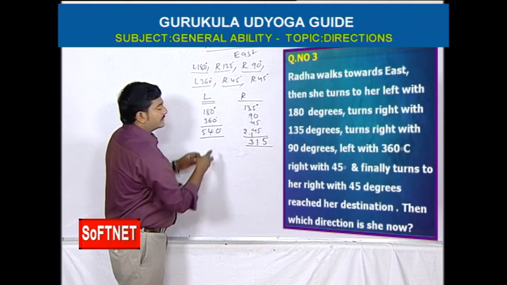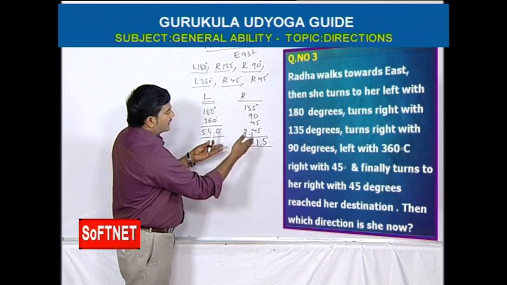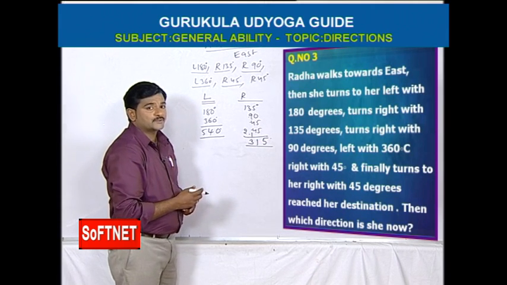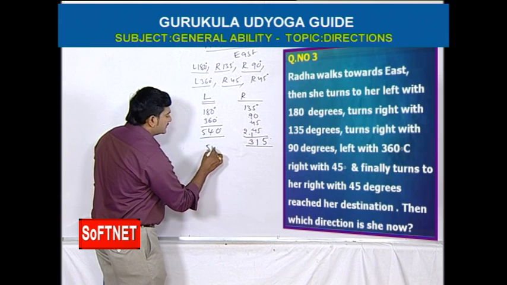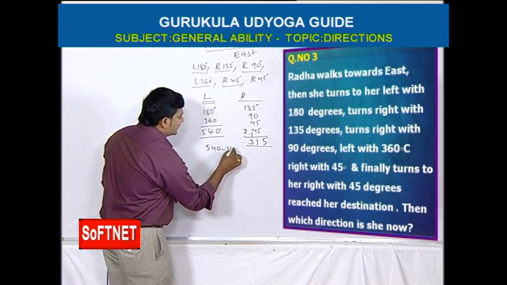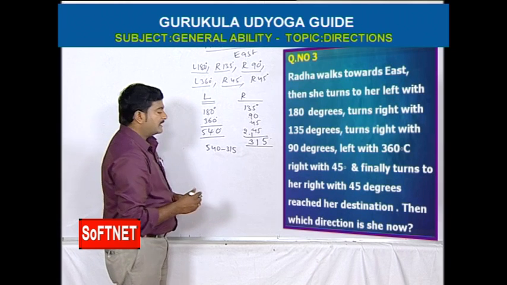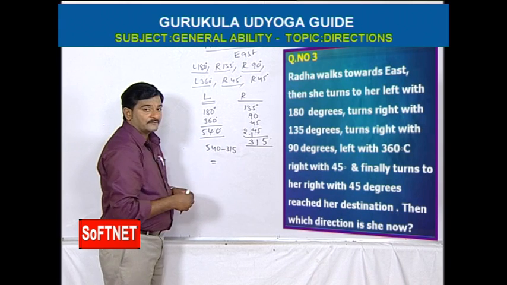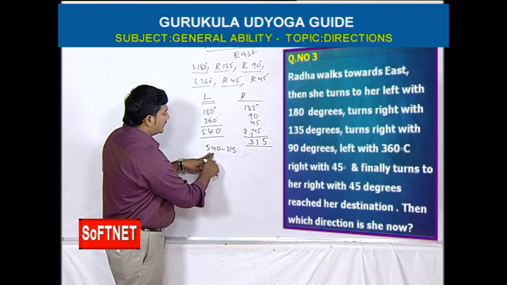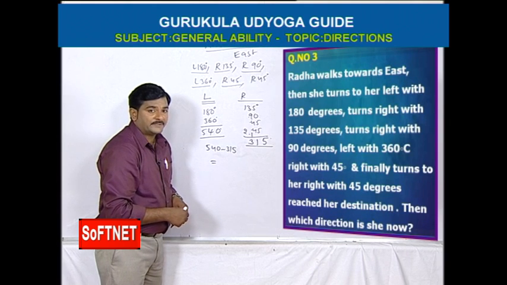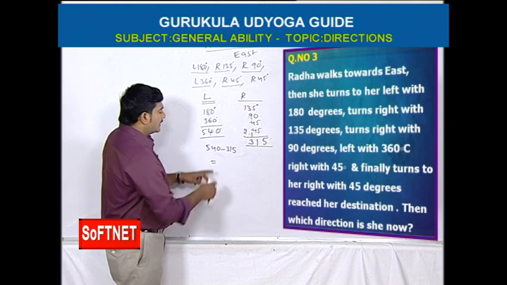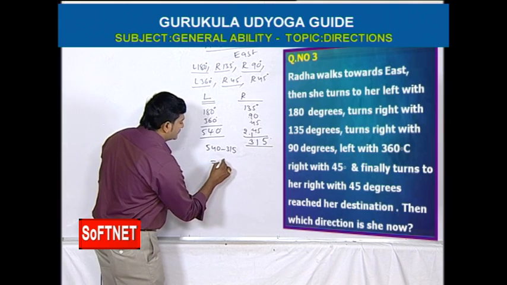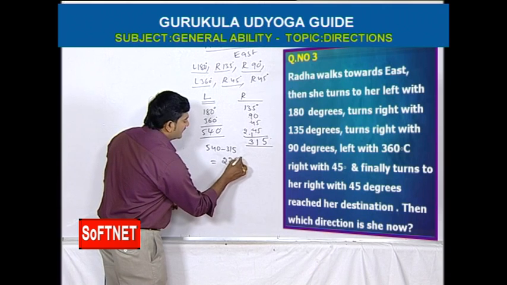Adding all left angles I am getting 540. Similarly, adding all right angles I am getting 315 degrees. Now you have to find the difference between these two angles. 540 degrees minus 315 degrees. Without using pen and paper, we can simplify this. Forget about 40 and 15. 500 minus 300 is 200. And 40 minus 15 is 25. So 200 plus 25, we are getting 225 degrees.